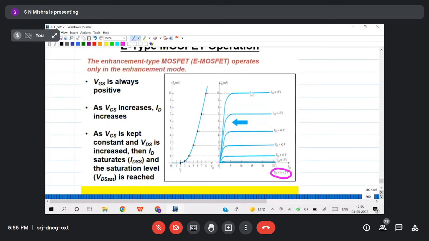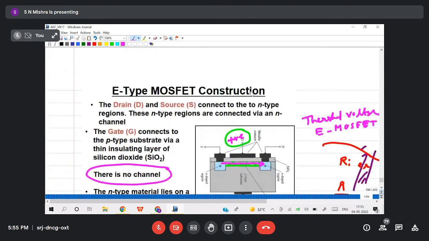Now when I connect 3 volt, 4 volt, 5 volt, 6 volt, 7 volt, 8 volt, then more and more electrons will be attracted towards the channel. Channel electrons will increase and current starts increasing. And the overall trend, like the previous case, here also we will see the same trend.